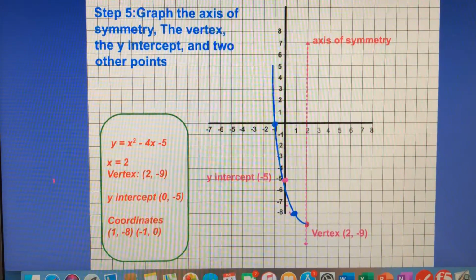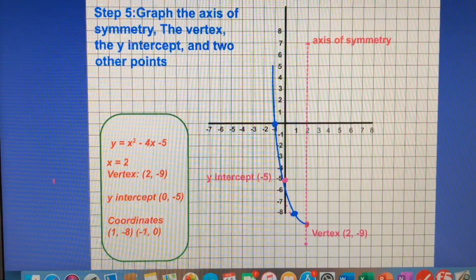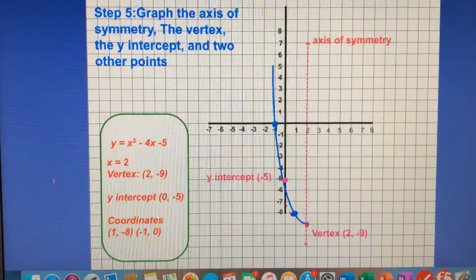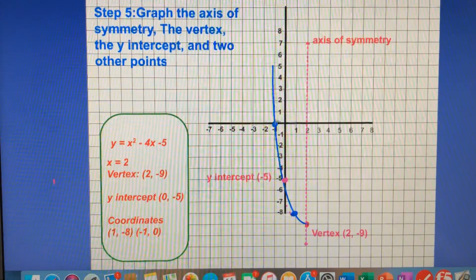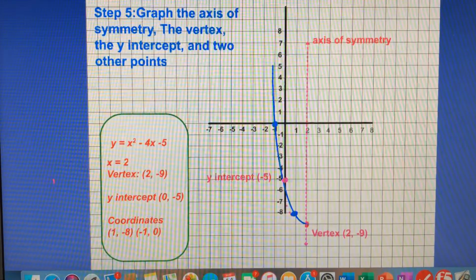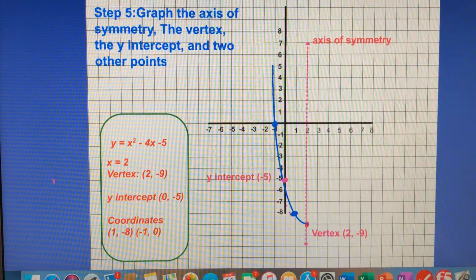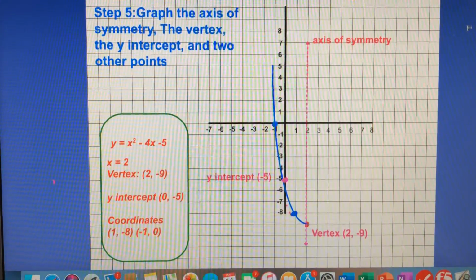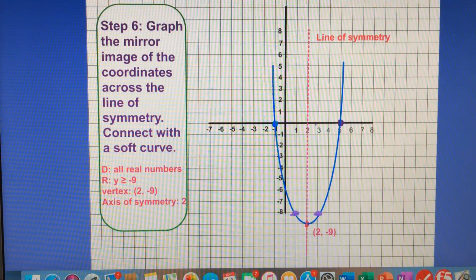Step 5, graph the axis of symmetry, graph the vertex, graph the y-intercept, and graph the 2 points that you just added, the positive 1x and the negative 1x. Look how nice my line is getting, much better. I now have one side of my parabola. How do I get the other side? It is a mirror image.